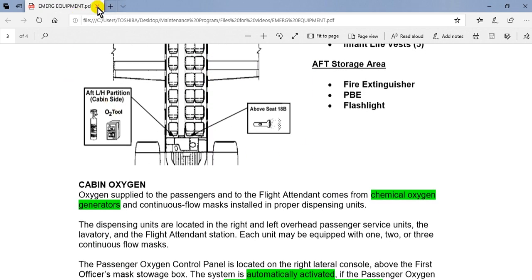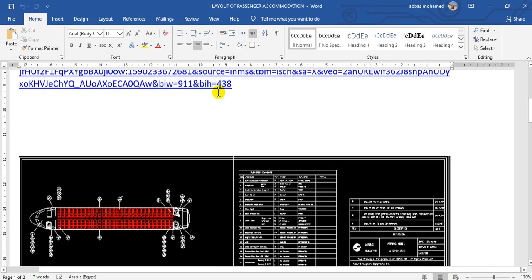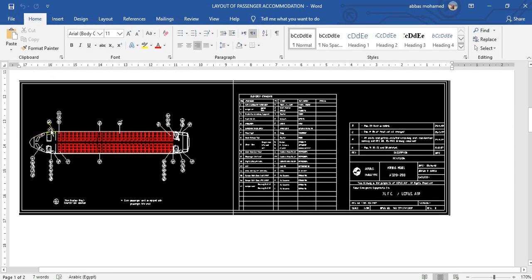Okay, I will show another example here. Here, your aircraft. These are the seats. Three seats on each side of every row, so one row has six seats. This is the cockpit, control cabin, and this is the passenger cabin.